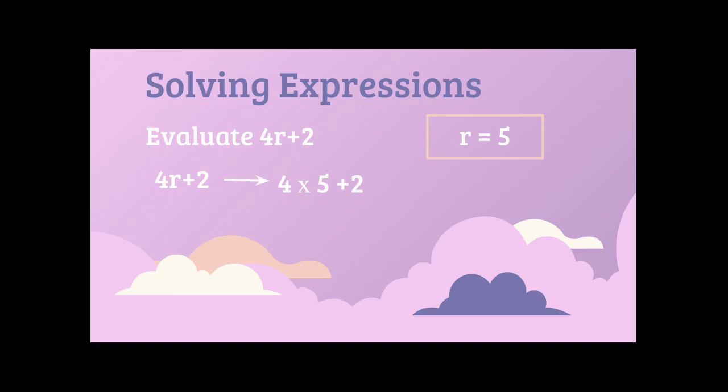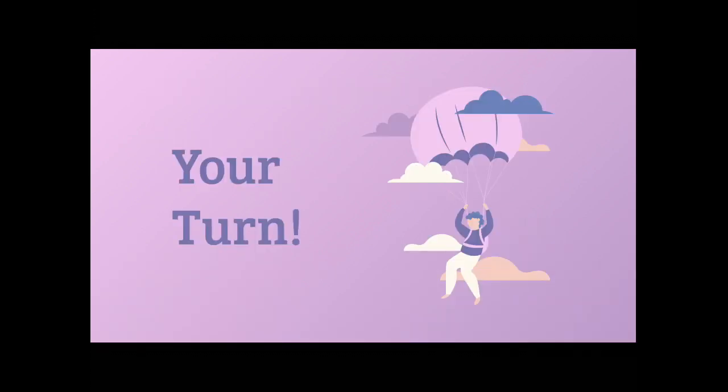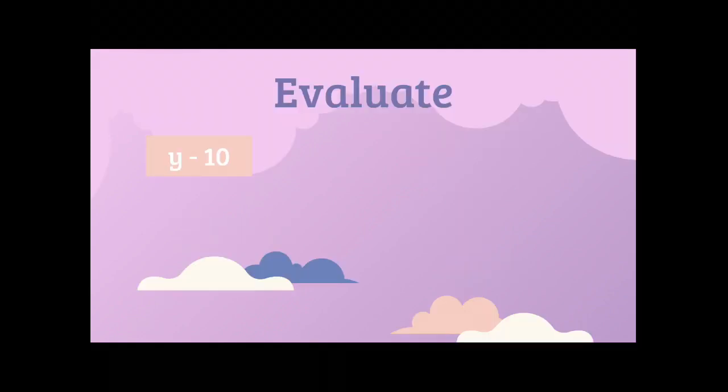And then you would just do multiplication first. So 20 plus 2, which is 22. So 4r plus 2 when r equals 5 is 22. So now you guys can go ahead and try this example. So you have to figure out y minus 10 when y equals 17. So pause the video and do the same steps we did in the previous 2 examples, and we'll go over it when we come back.